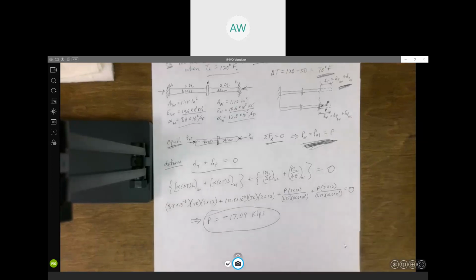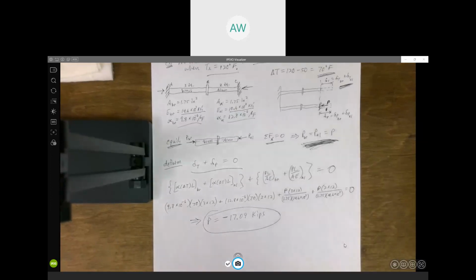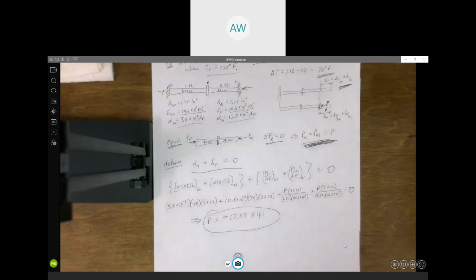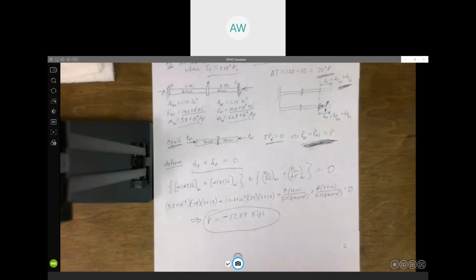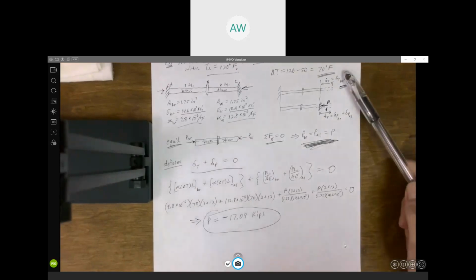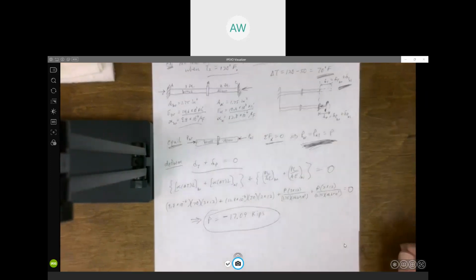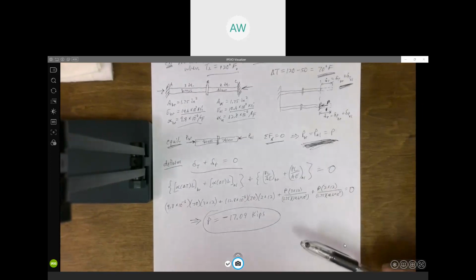So that's why I said the moral to this story is be very careful if you're constraining things that the temperature is going to change. You can get really, really large forces from not outrageous temperature change. Any question about this one?